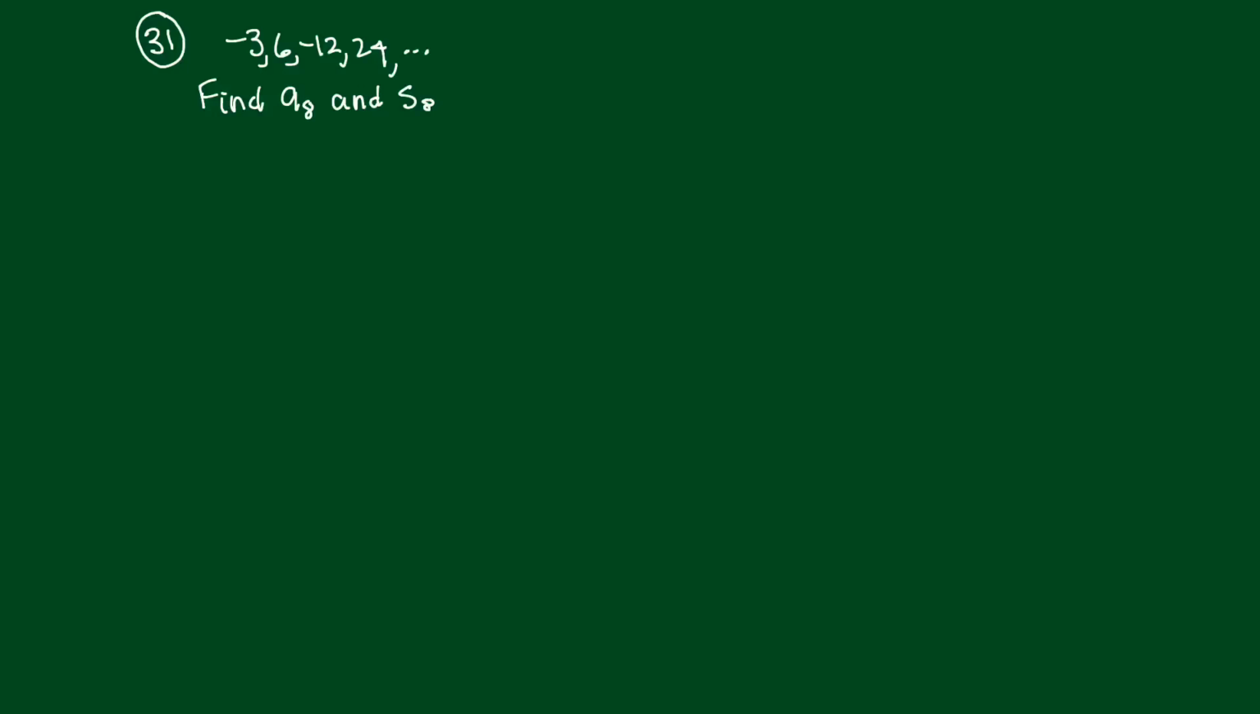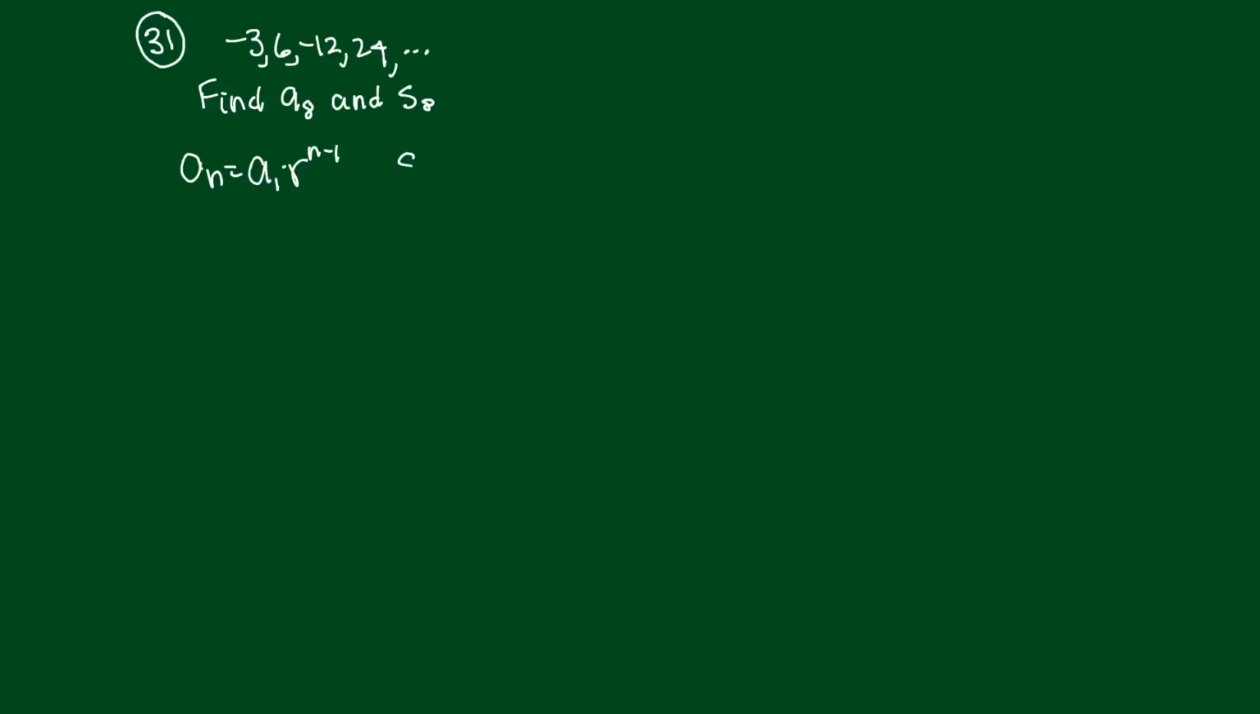We've got a geometric sequence, -3, 6, -12, 24, and so on. We want to find the 8th term and the sum of the first 8 terms. We have formulas for general terms and sums, so how about this? a sub n is equal to a1 times r to the n minus 1. We can use that to get the 8th term.